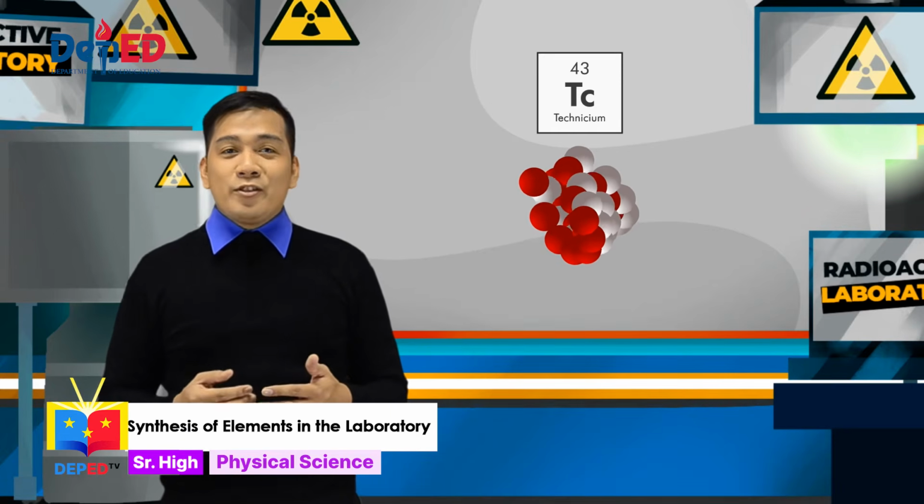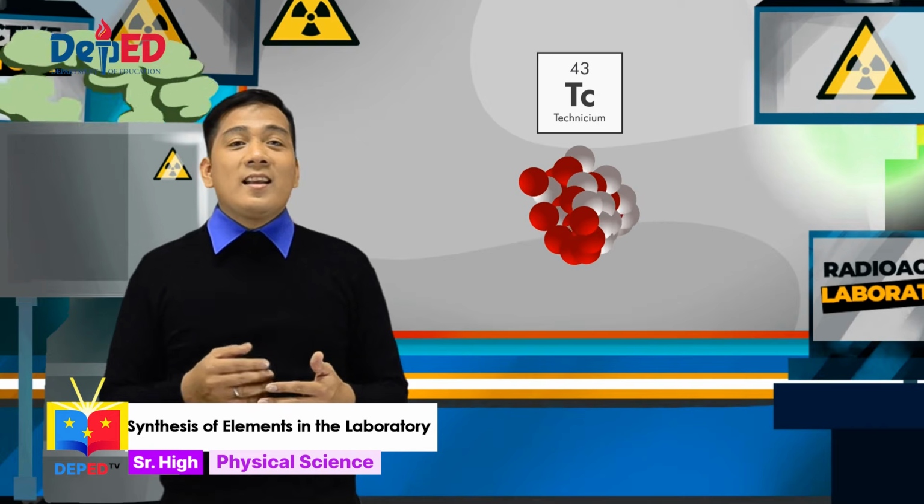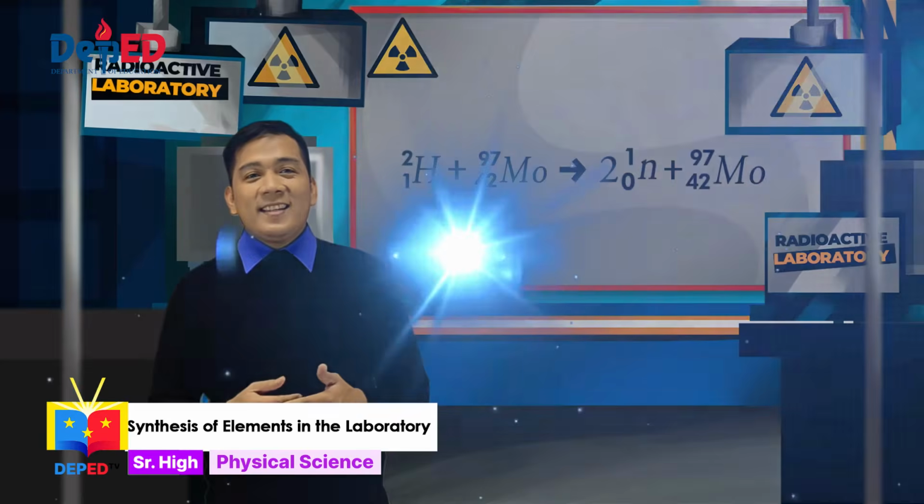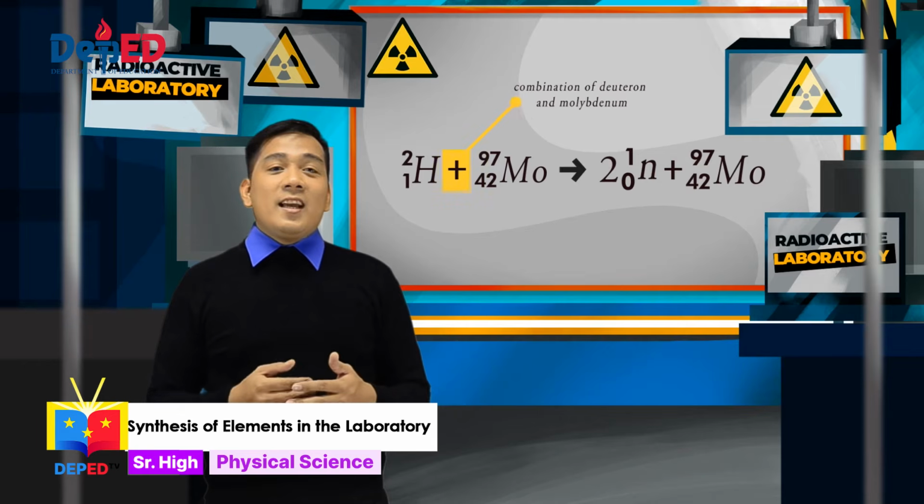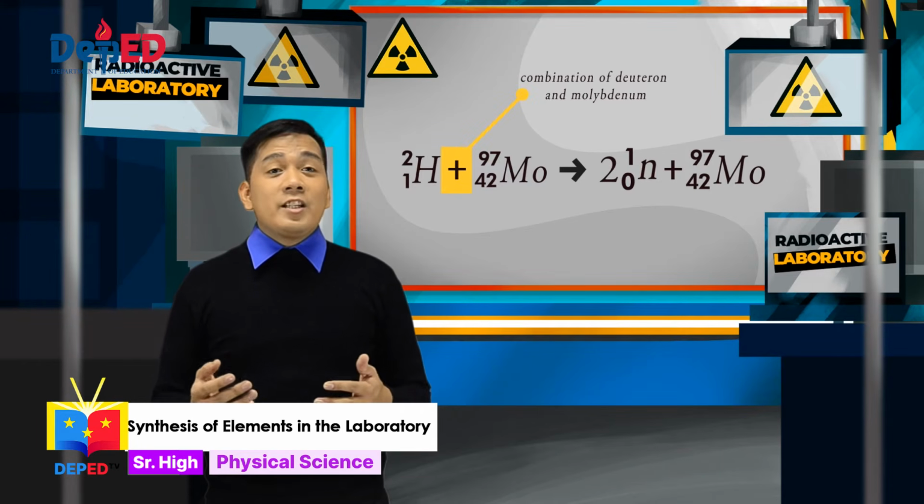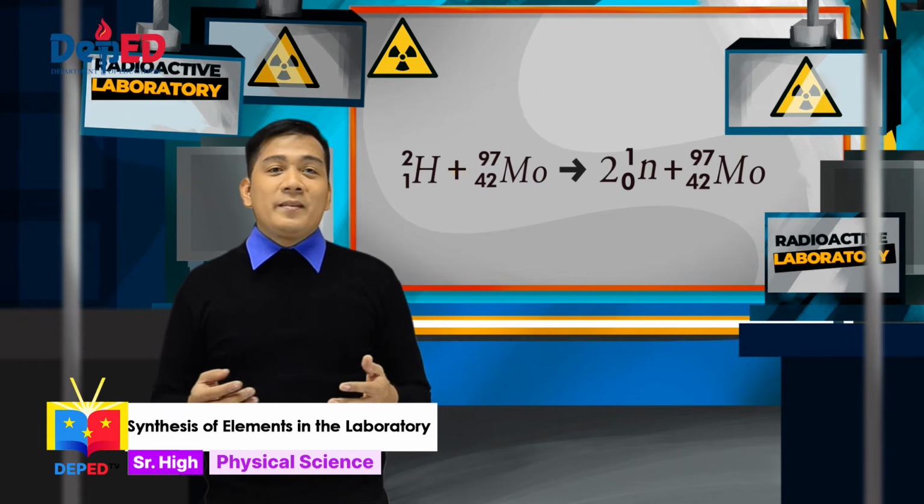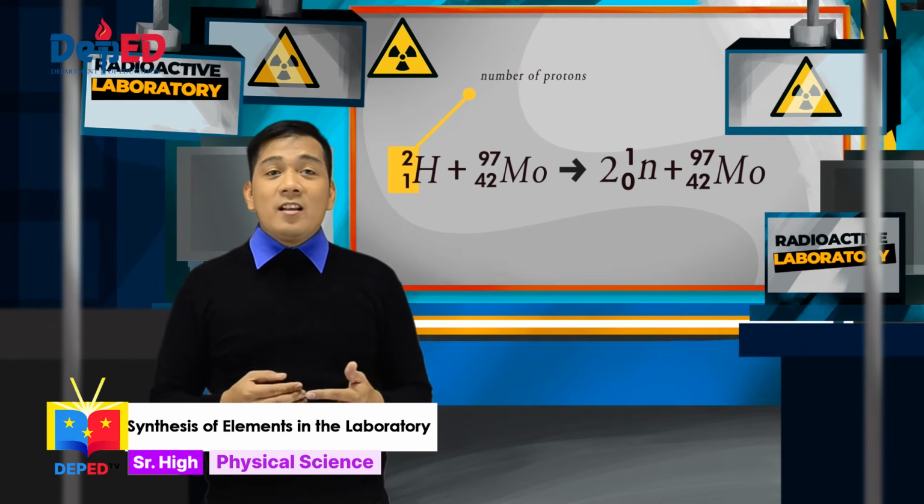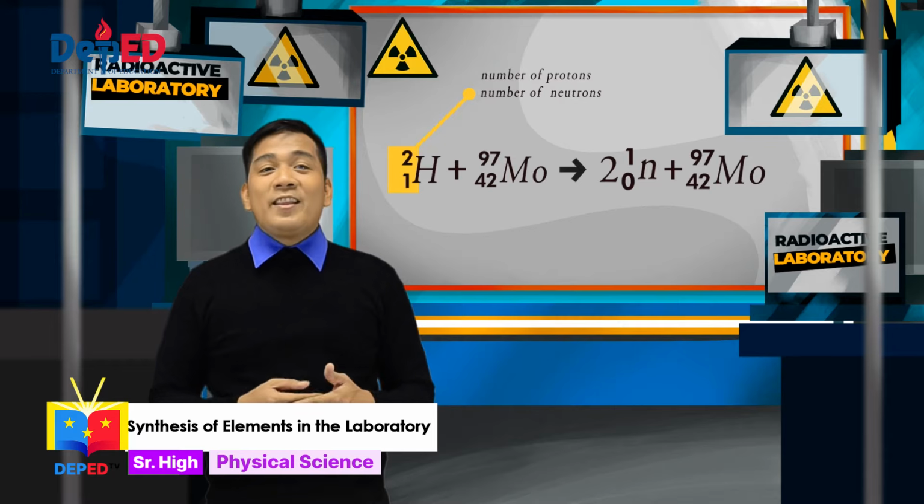If you look in your module, you will find that the nuclear process that led to the synthesis of element technetium was written this way. The addition sign here indicates that the process involves the combination of deuteron and molybdenum. The numbers on the side can tell us three things. It can tell us the number of protons, the number of neutrons, and the mass number.